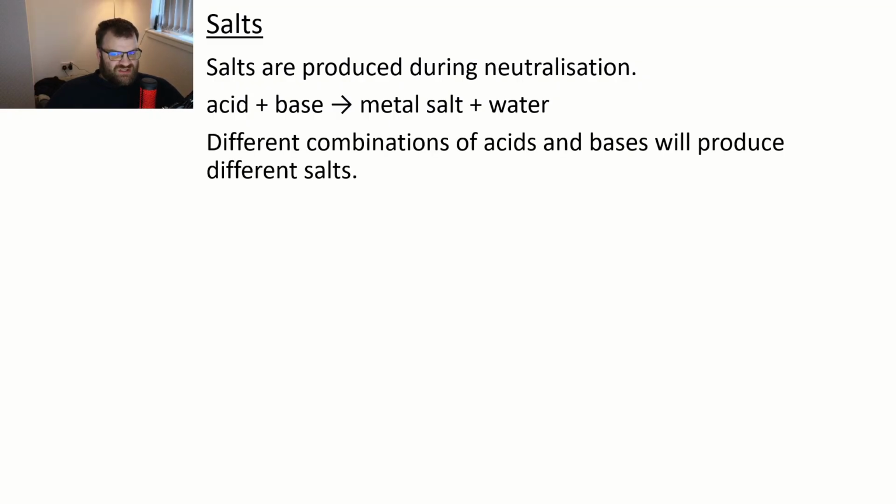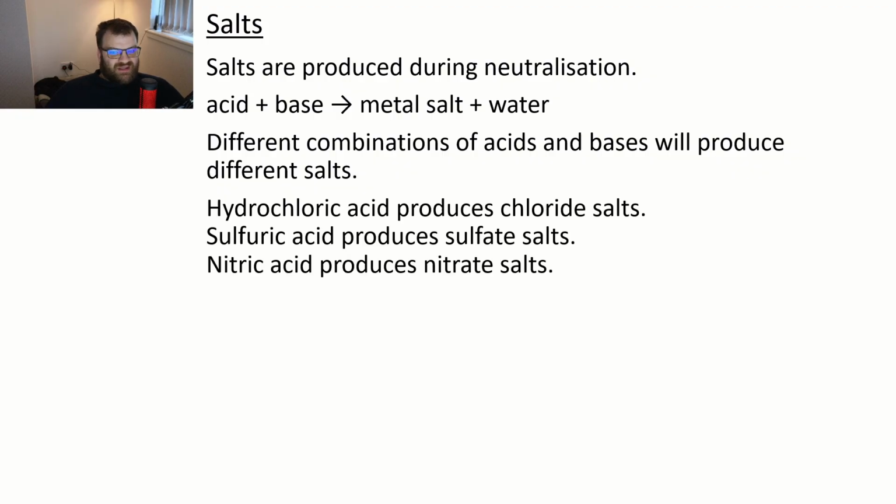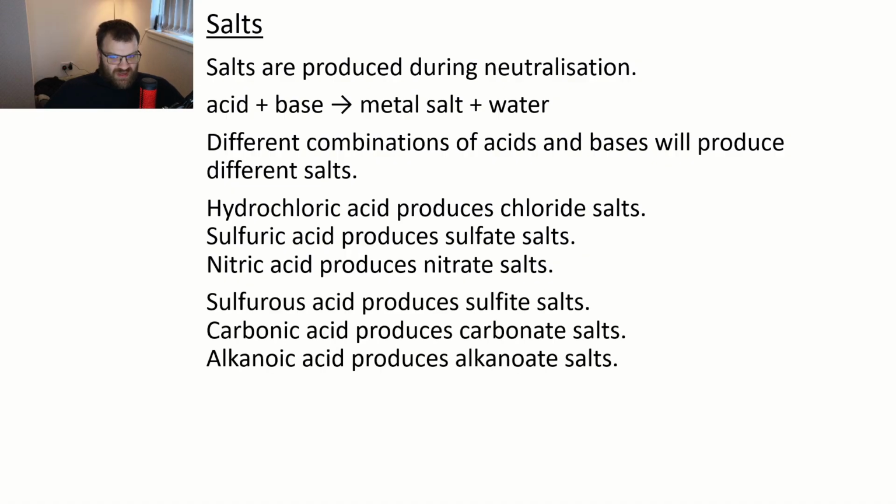The different combinations of acids and bases produce different salts. If you have hydrochloric, that would make chloride; sulfuric, sulfate; nitric, nitrate. Sulfurous produces sulfite. That's one that's quite commonly used because of the potential confusion between sulfuric and sulfurous. Carbonic would make carbonate salts, and alkanoic acids make alkanoates, like ethanoic acid making ethanoate. Again, quite common to use.